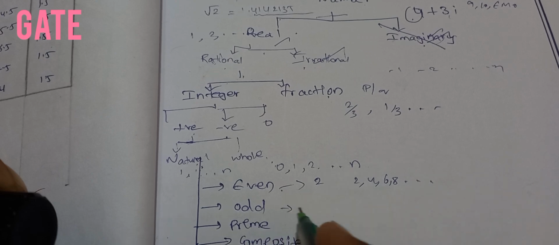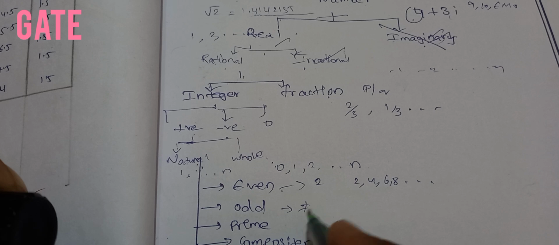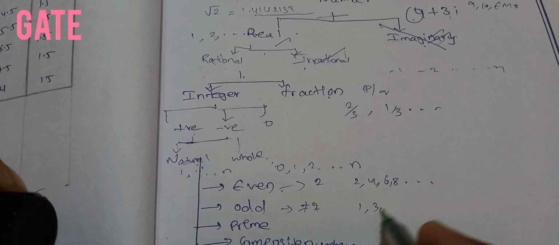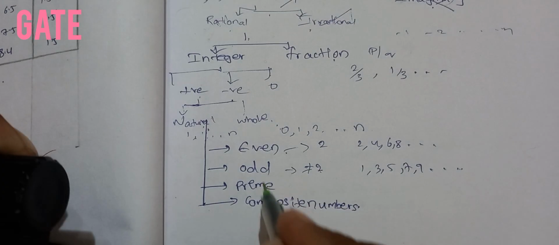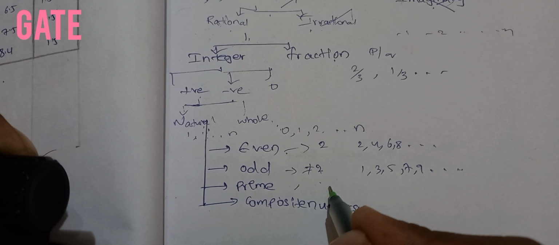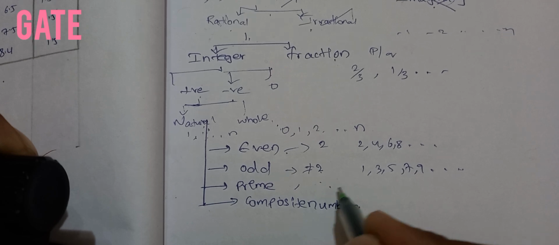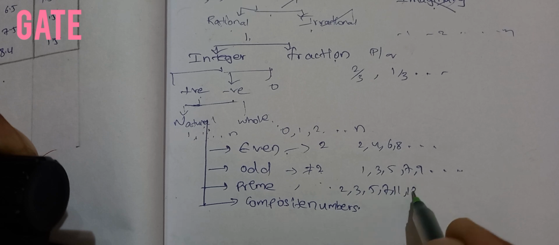Odd numbers means a number which is not divisible by 2. For example, 1, 3, 5, 7, 9, and so on. Then prime numbers means a number which is divisible by 1 and itself. For example, 2, 3, 5, 7, 11, 13, and so on.